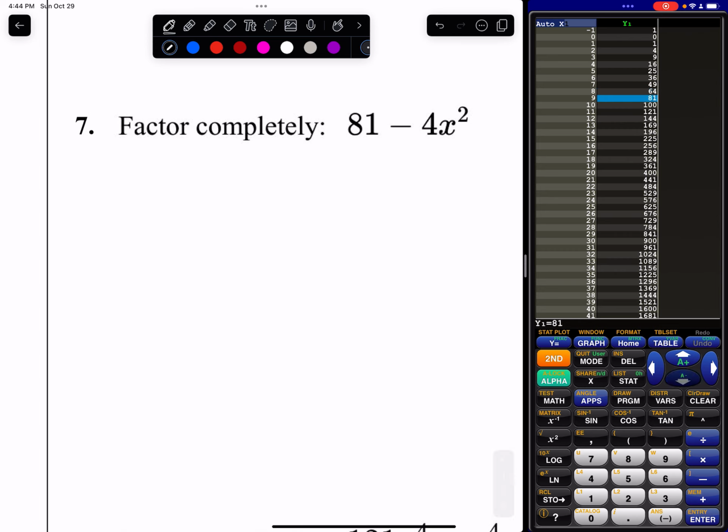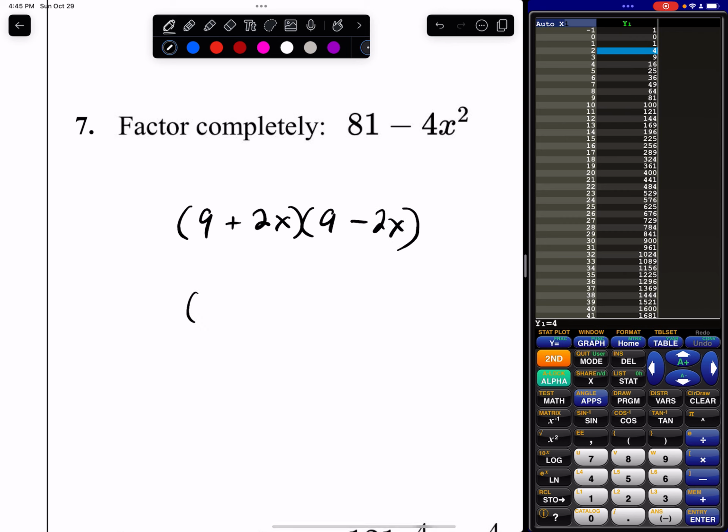81 minus 4x. So if I go to 81, the square root of 81 is 9. And then the square root of 4 is 2. So if I'm going to factor this using the difference of two squares method, the square root of 81 is 9 plus 2x, 9 minus 2x. Now these are equivalent. If I wrote 9 minus 2x, then 9 plus 2x, you would still come up with the same exact answer because multiplication is commutative, meaning that you can switch it back and forth or left and right. 3 times 4 is the same as 4 times 3.